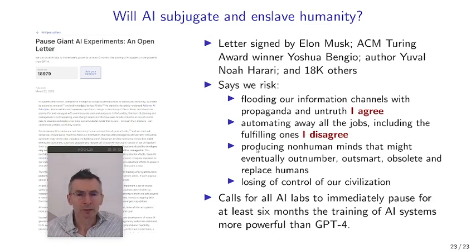The letter says that we risk producing non-human minds that might eventually outnumber, outsmart, obsolete and replace humans. Well, I think that's ridiculous. I think that the technology that we've just been looking at here is so incredibly far from being able to do that. We've just seen its limitations in all sorts of ways, and there's just no evidence at all that I can see that we're anywhere near being able to produce technology that could outsmart, obsolete, and replace humans.